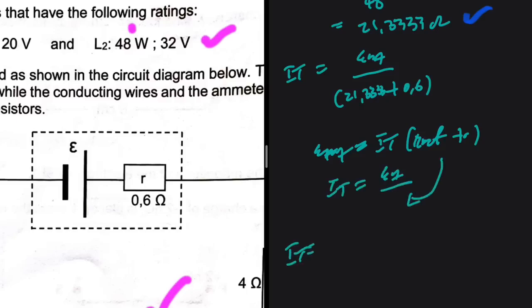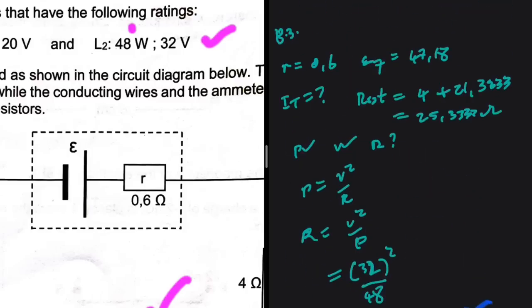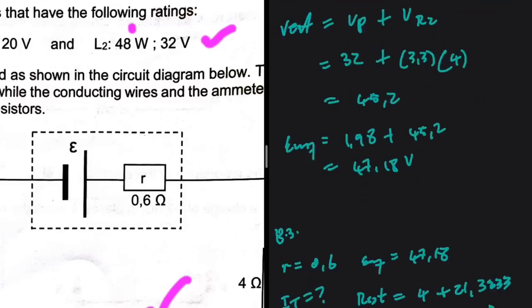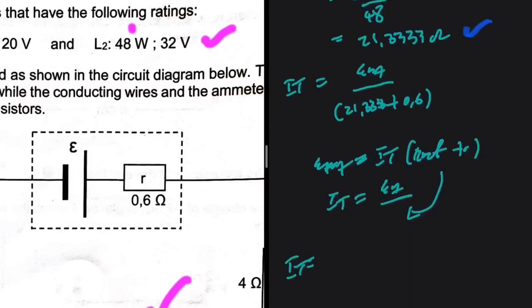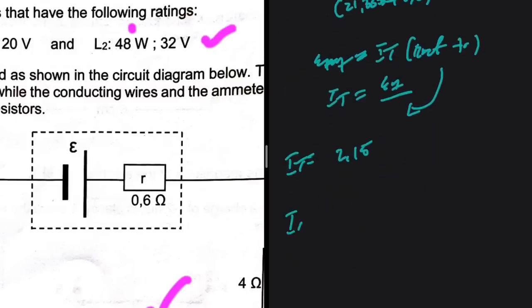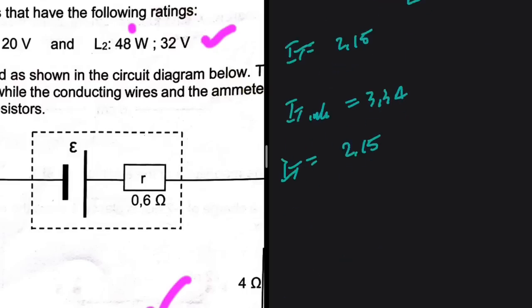So IT is equal to EMF, 47.18, divided by the total resistance, which is 21.3333 plus 0.6. This is equal to 2.15. So the current, initially it was 3.3 ampere. Now the current is equal to 2.15. So the current is decreased. So even though the bulb will still glow, it will glow dimmer. Right, there we go. Question 8.